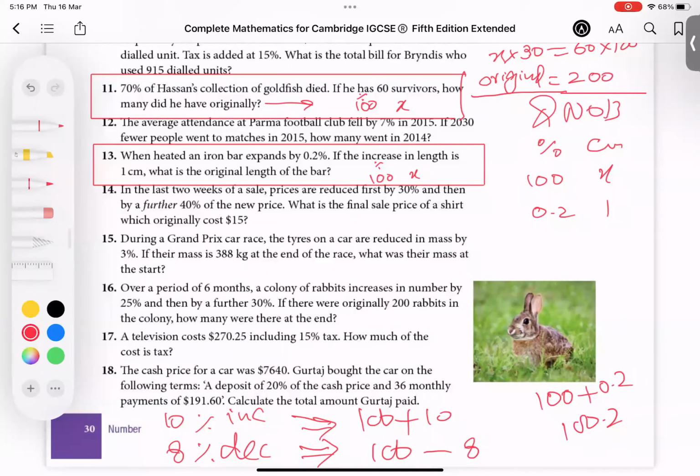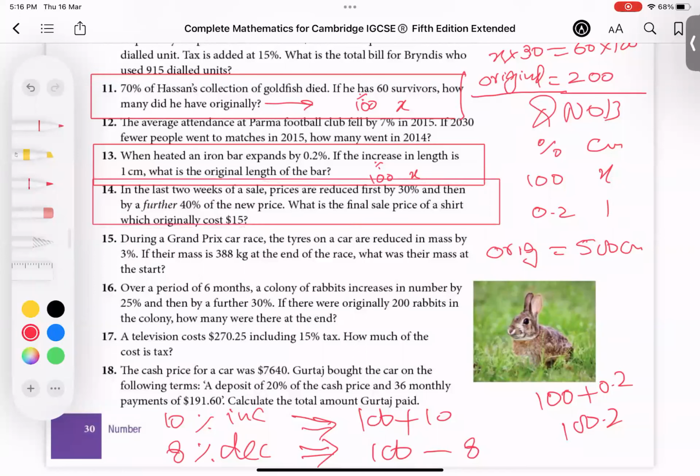And now I'm going to find it, cross multiply. So x equals 100 divided by 0.2, which gives the original length as 500 centimeters. So I believe the point is very clear. And I think we should try a few more questions. For example, question number 14.